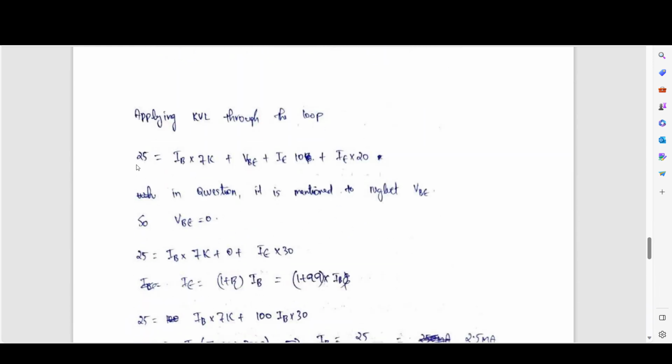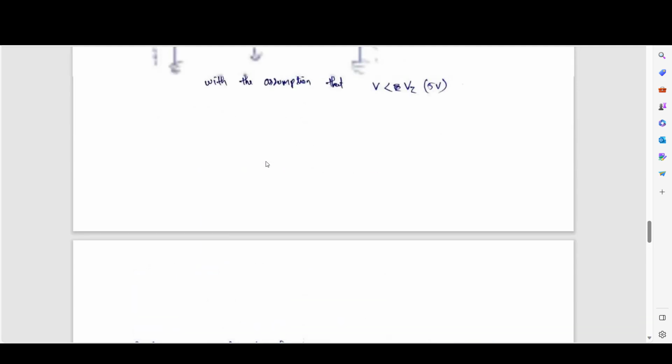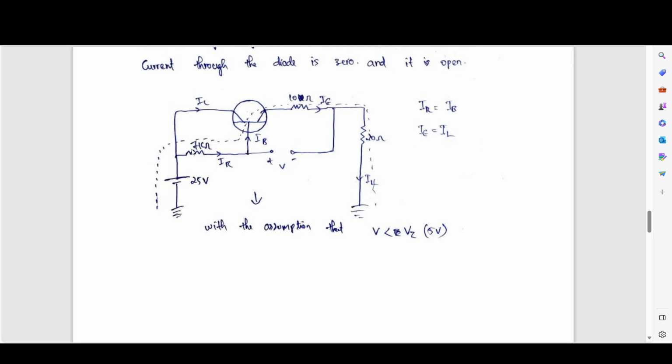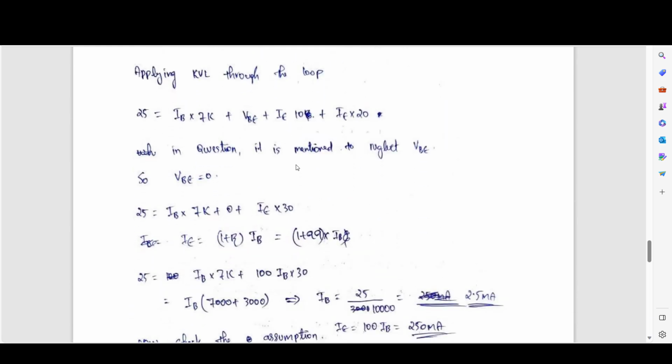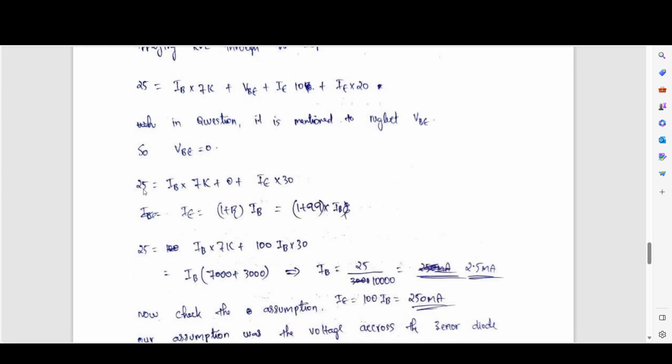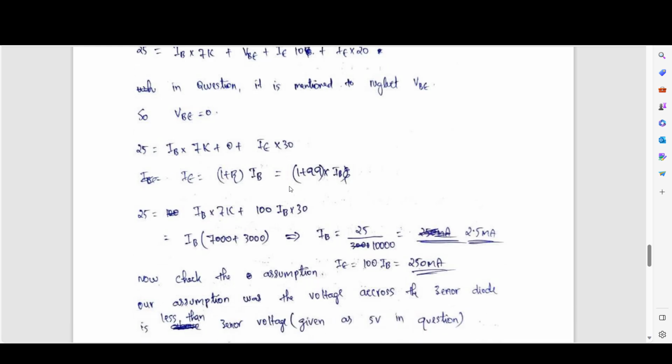So now from the loop we will have 25 equal to IB into 7K plus VBE. You can see 25 equal to IB into 7K plus VBE plus IE into 10 ohm plus IE into 20 ohm. In the question it is mentioned to neglect VBE, so we can take it as 0. Then we will have 25 equal to IB into 7K plus 0 plus IE into 30.